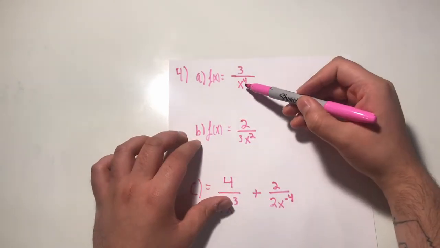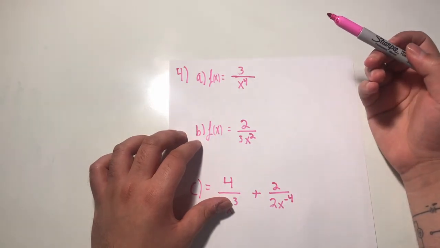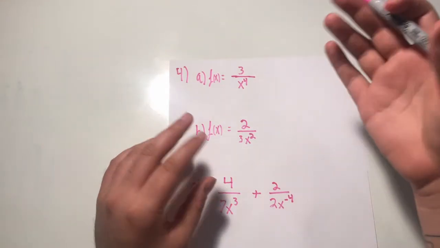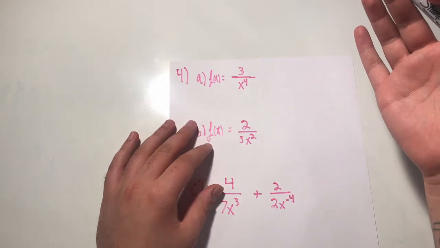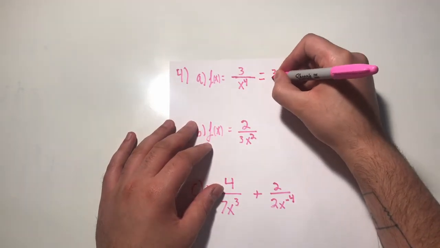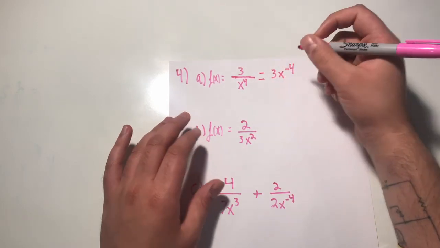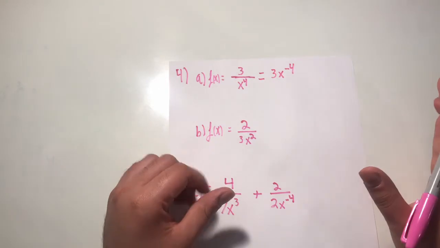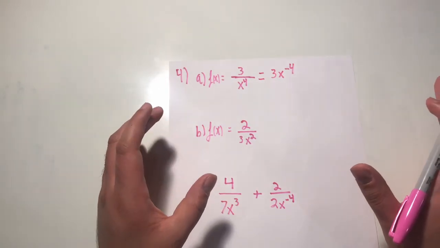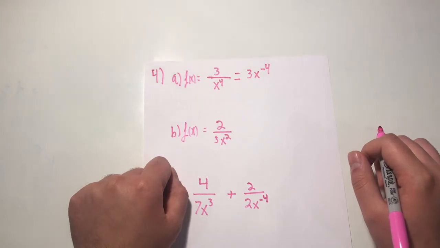How do we get this x term into our numerator where we need it to be? Well, we negate the current exponent. So this is equivalent to 3 times x to the negative 4th, right? A technique you should be familiar with doing at this point. Now this is in a form where we can take the derivative.